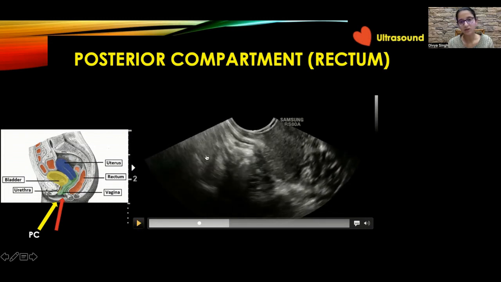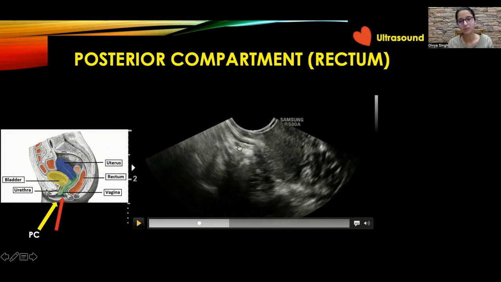I hope you can appreciate it. This is the anterior hypoechoic muscularis propria. This is the vaginal wall touching the vaginal probe, and right behind it, behind this echogenic thing, is this hypoechoic anterior muscularis propria of the rectum.